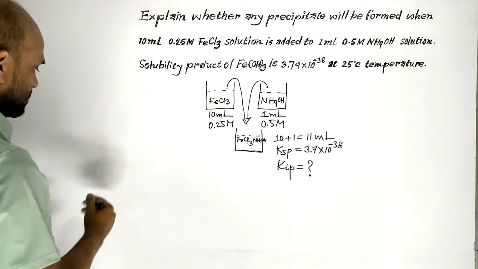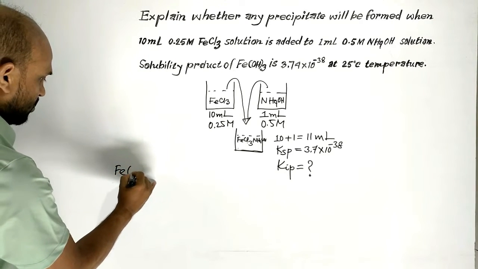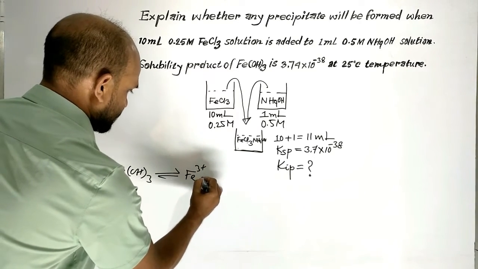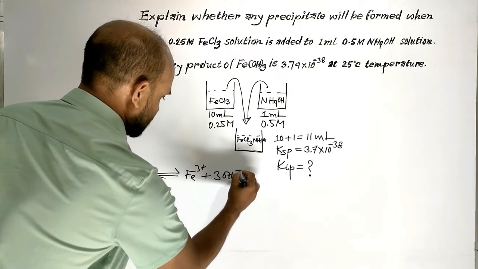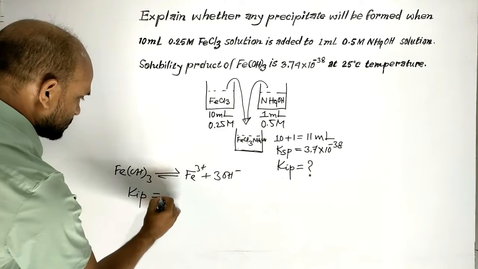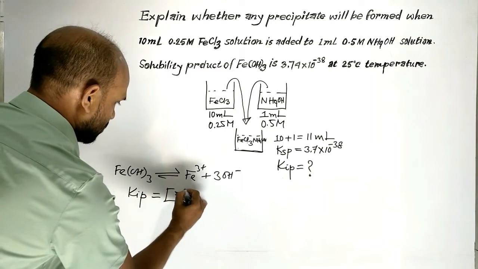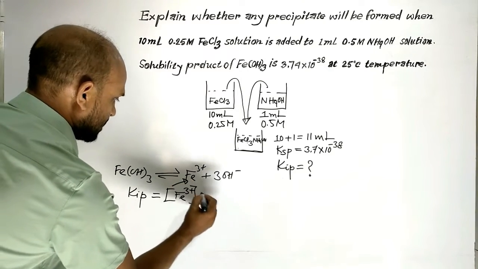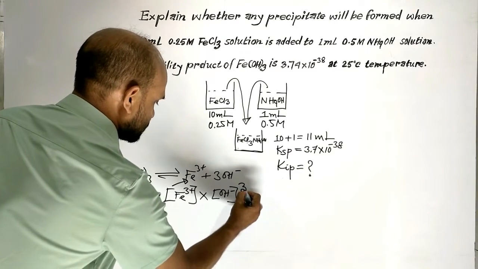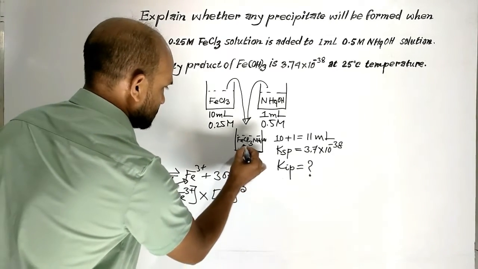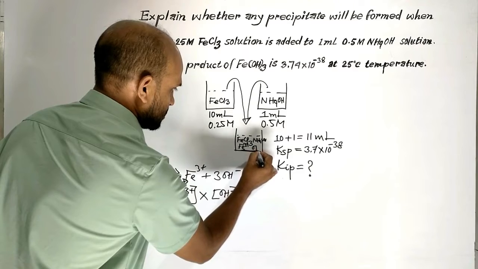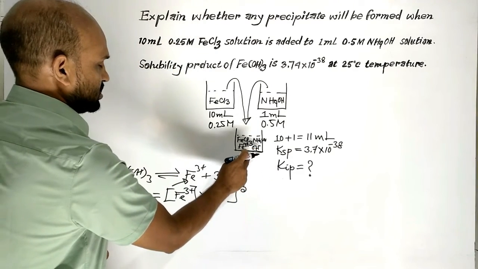In the mixture, ferric hydroxide is formed, which ionizes to form ferric ion and hydroxide ion. If we want to calculate the ionic product of ferric hydroxide, then we need to know the concentration of ferric ion and the concentration of hydroxide ion. So we are going to calculate the concentration of ferric ion in the mixture and the concentration of hydroxide ion in the mixture.